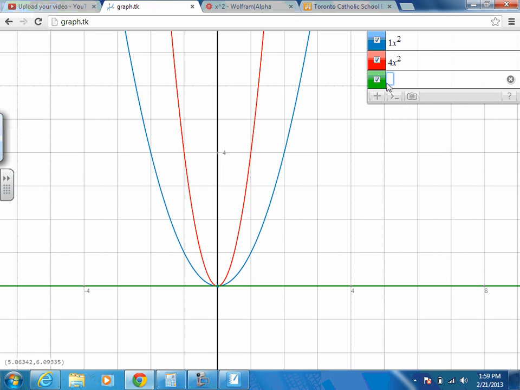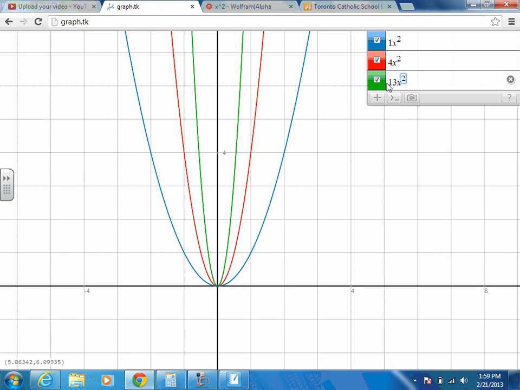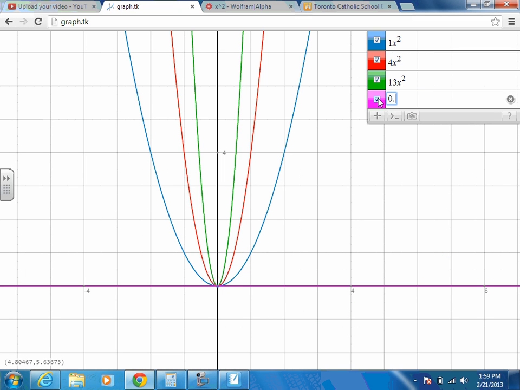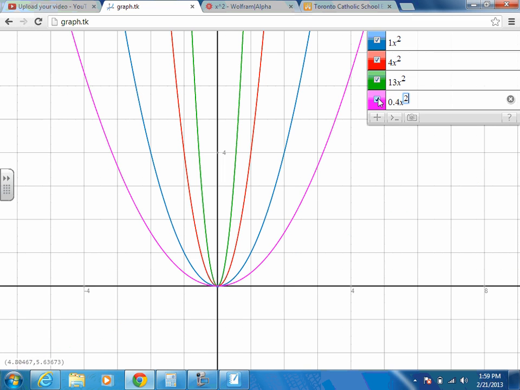So let's try a value of 13 maybe. And if you notice, this is even more stretched than our red one, where 4x squared. Okay? So the greater we get above 1, the more stretched the parabola becomes. It becomes much thinner. Now another value, and I didn't mean to talk about this at the beginning. We'll do this one instead. Any value between 0 and 1. So let's say like 0.4 x squared. Okay. This makes it wider than before.